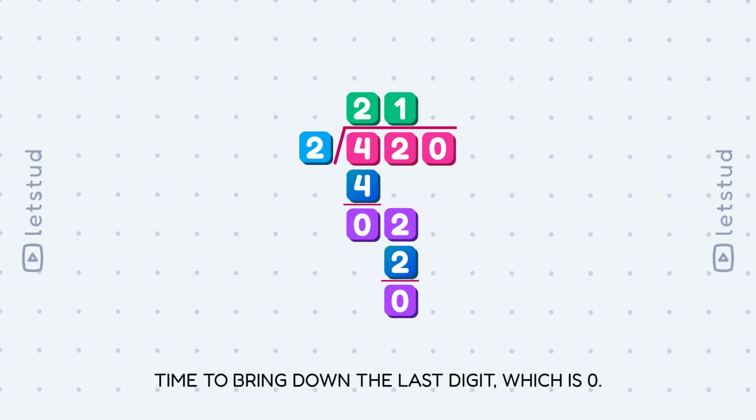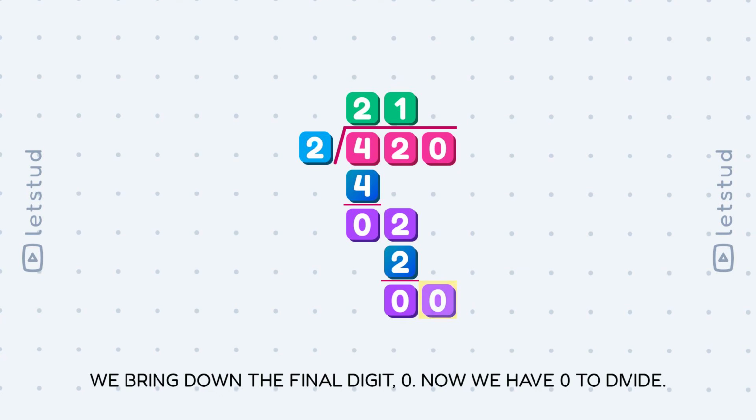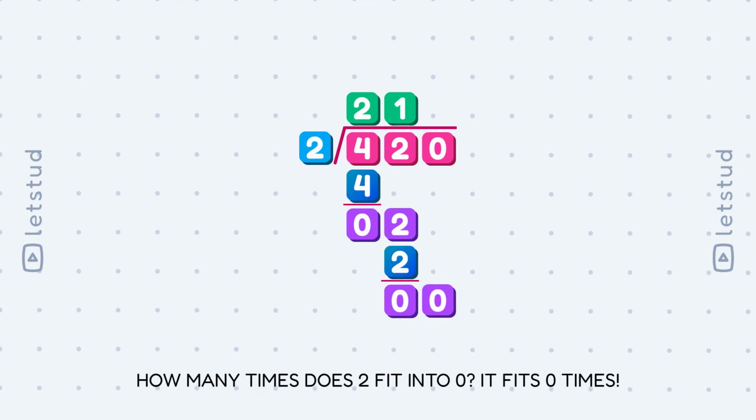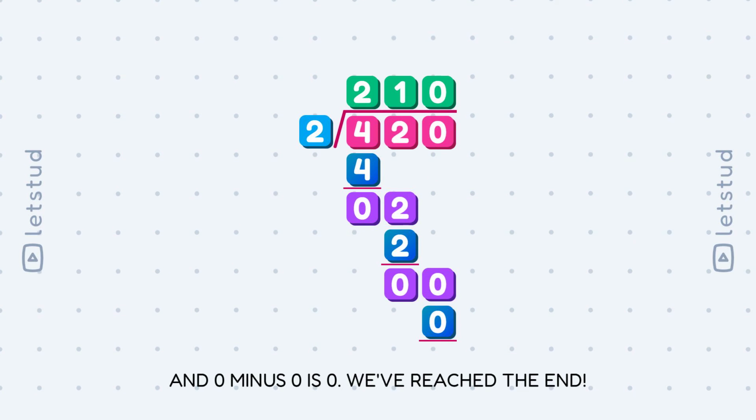Time to bring down the last digit, which is 0. Last step, here we go. We bring down the final digit 0. Now we have 0 to divide. How many times does 2 fit into 0? It fits 0 times. Let's check. 0 times 2 is 0, easy peasy. And 0 minus 0 is 0, we've reached the end.